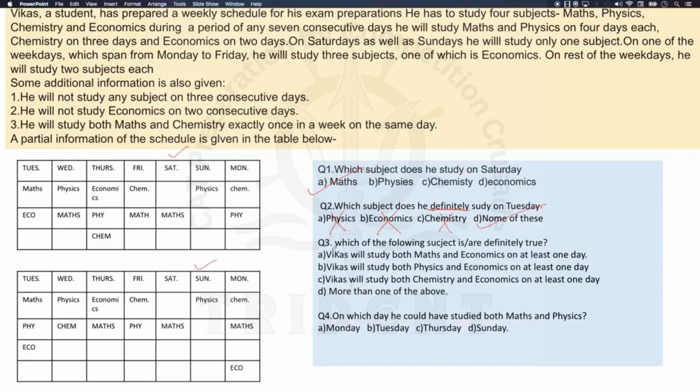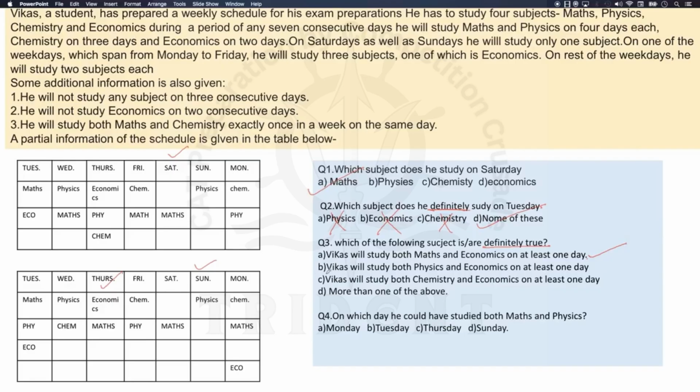Now let's look into the third question. Which of the following is or are definitely true? The first option is Vikas will study both maths and economics on at least 1 day. Maths and economics. So maths and economics is possible on 1 day over here in this table. Now let's look into this table. Maths and economics is possible but not definitely true. But on Thursday, maths and economics is definitely possible. So first option is a correct option.